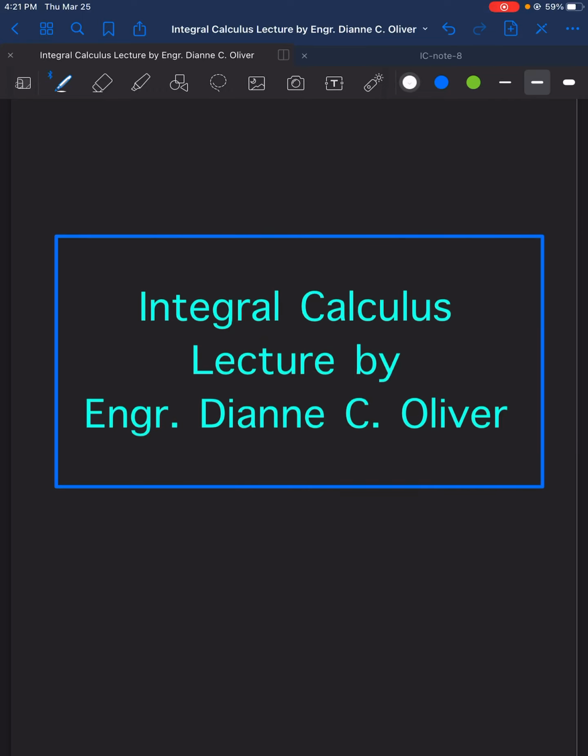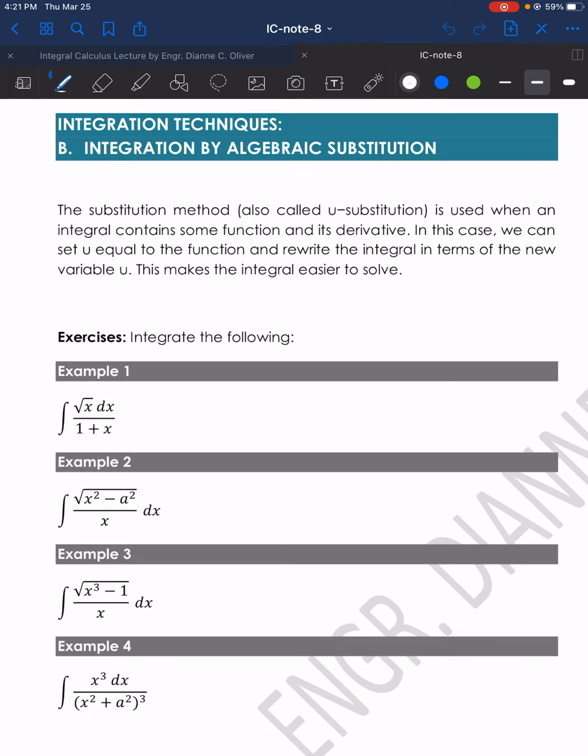Let's have our lecture video in integral calculus, this time with the second integration technique, integration by algebraic substitution. The substitution method, also called u-substitution, is used when an integral contains some function and its derivative. In this case, we can set u equal to the function and rewrite the integral in terms of the new variable u. This makes the integral easier to solve. Let's try to solve these examples using this principle.